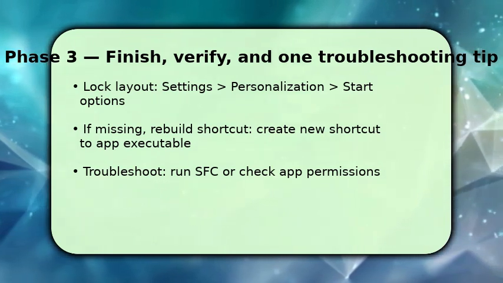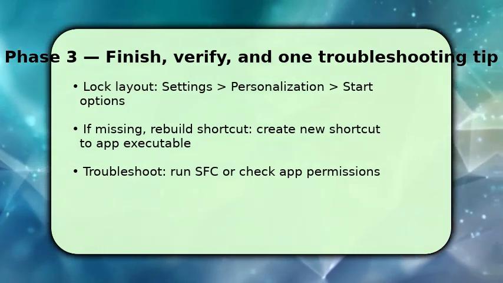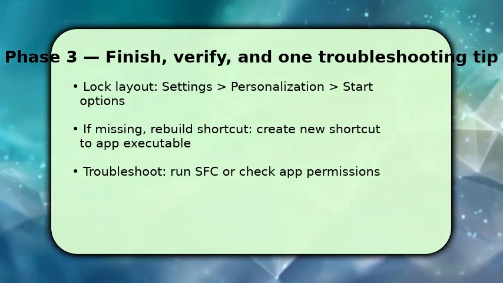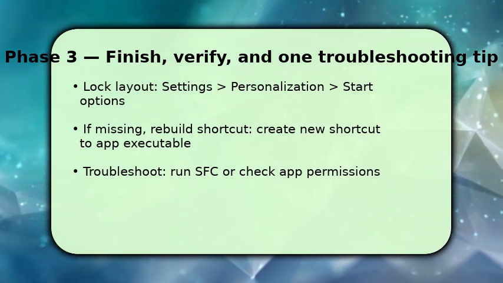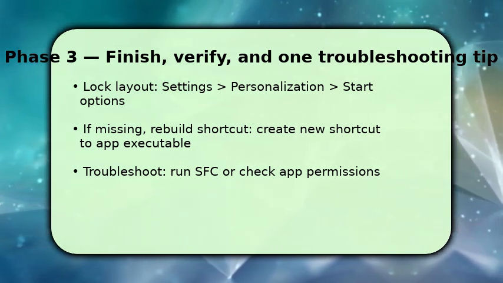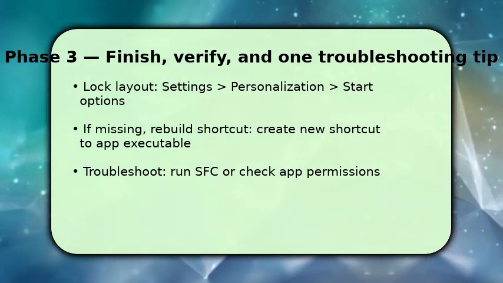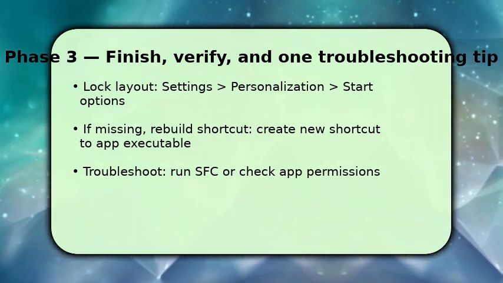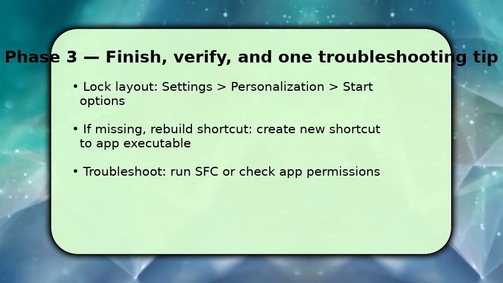If a shortcut is missing or broken, create a new shortcut to the program's .EXE: right-click Desktop, New, Shortcut, point to the executable and name it. If the app won't pin or the shortcut fails to open, run System File Checker, sfc /scannow, and check app permissions. This fixes corrupted links. If problems persist, restart.